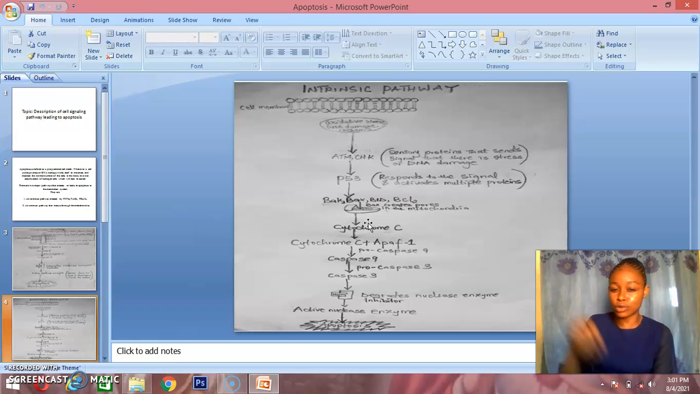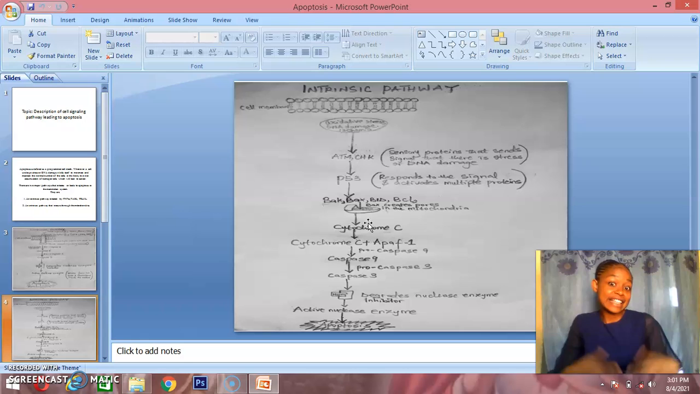And now the nucleus enzyme goes into the nucleus again, does the same thing, breaks down the DNA and the chromosomes, and finally, trust me, the cell cannot survive. It leads to what? Cell death.